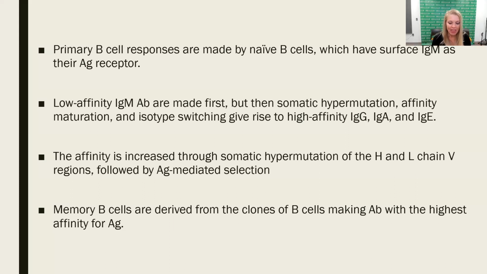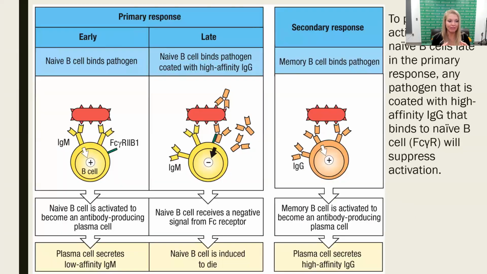And so that timeline gets shortened for any second exposure, because the B cells don't have to go through that affinity maturation, hypermutation, isotype switching. It's already been done, and the memory cells are ready for that.